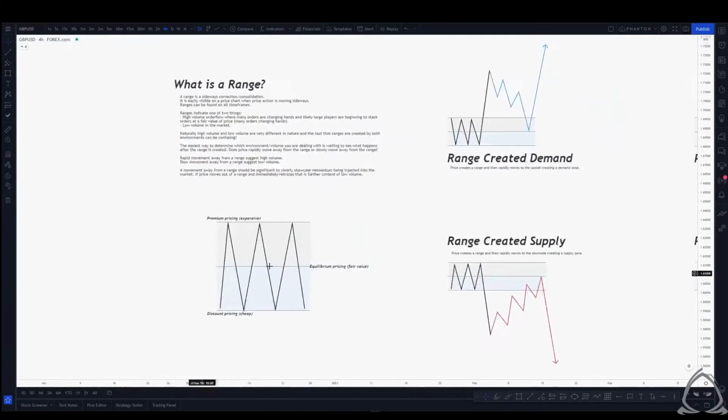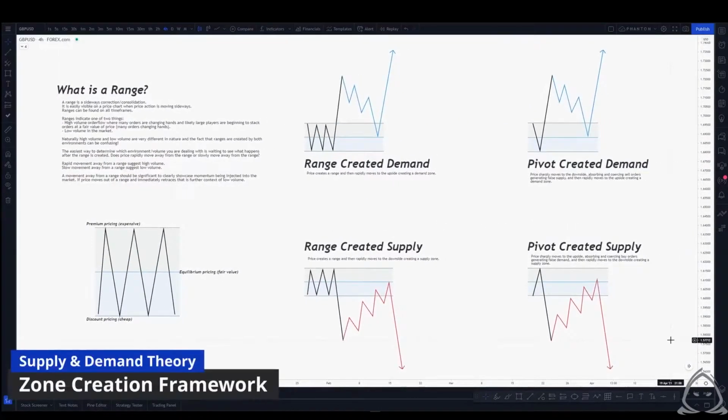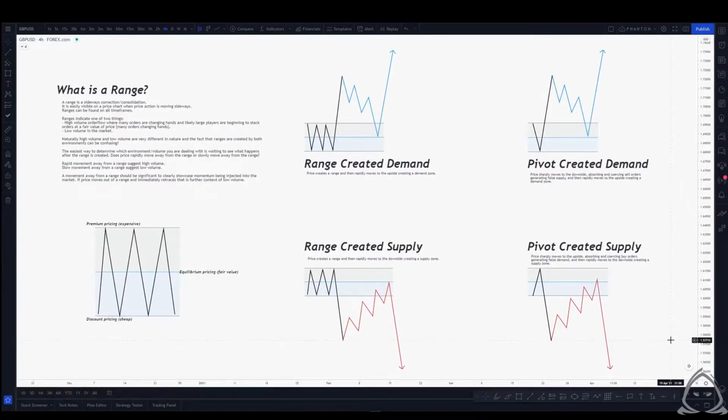So let's take a look at the actual ways of identifying supply and demand on a price chart. Here we have two specific ways of creating a supply and demand zone. We have range created supply and demand, and we have pivot created supply and demand. The first thing to really understand is what a range is on a price chart. A range is simply a sideways correction or consolidation where you see price moving basically to the right side of the chart. It's not really moving in any direction, up or down. It's moving sideways. It's very easily visible on any price chart. You'll know when price is consolidating and moving sideways.